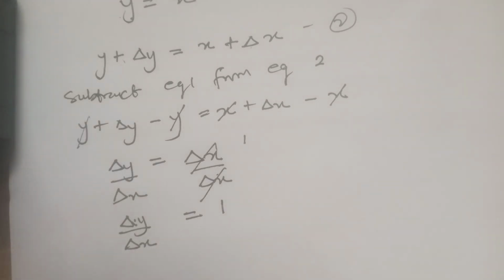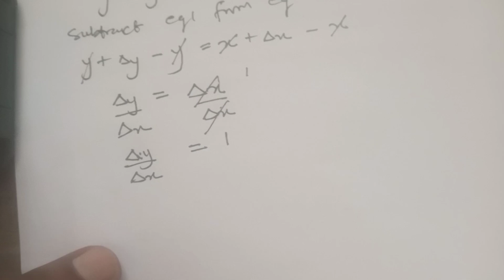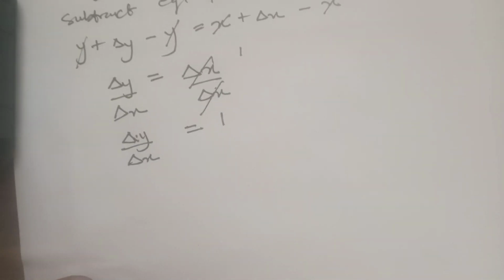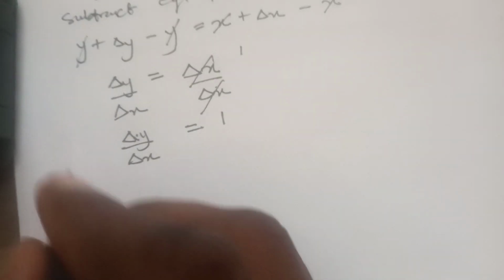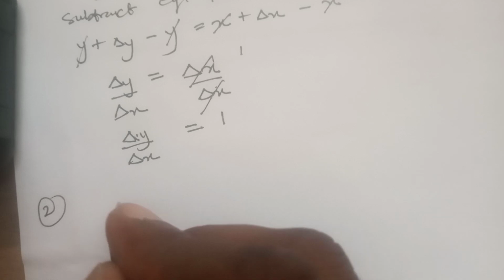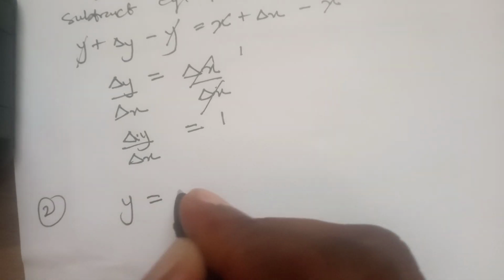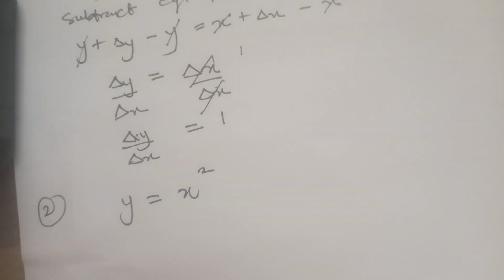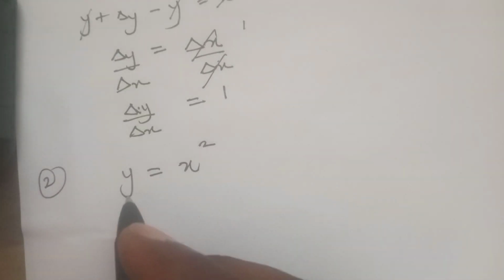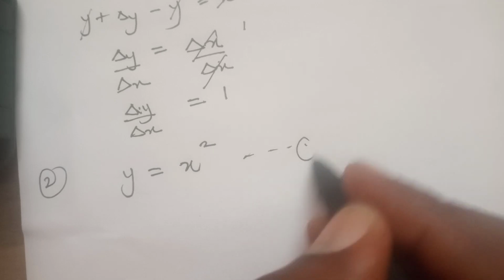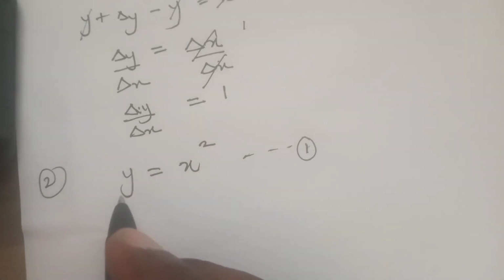Okay, let's look at another example. All right. So now let's say we have another function, number 2. We have another function, y depends on x squared. The same thing we did in the first question, so we'll go with the same approach. So simple. So don't forget, this is equation 1. The same thing is going to happen.